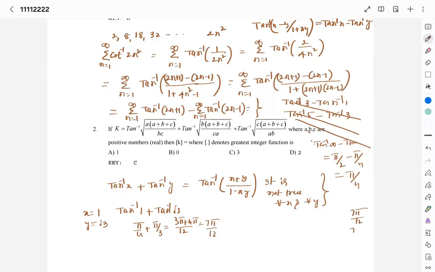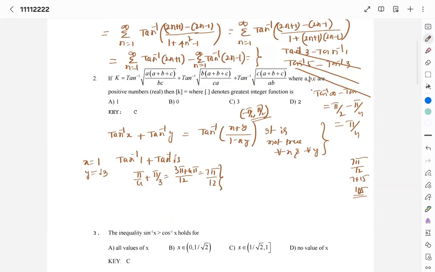7 pi by 12 is 105 degrees. But the tan inverse range here is minus pi by 2 to pi by 2. It will not exceed pi by 2. But here the output is exceeding pi by 2. So then how do we proceed? What is the difficulty we have?